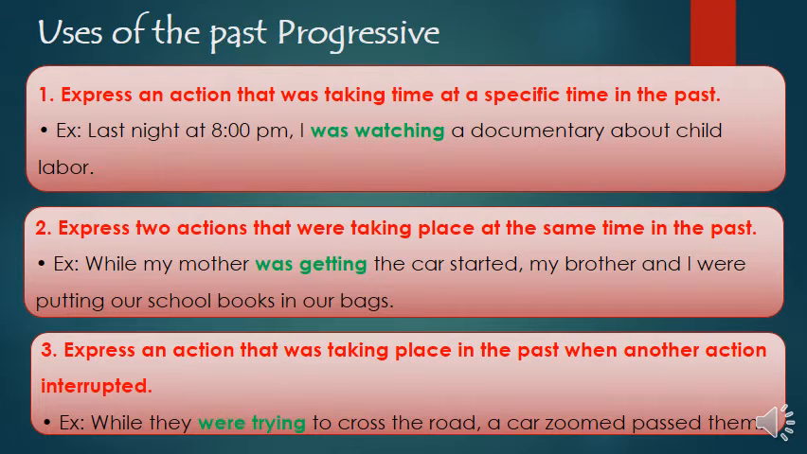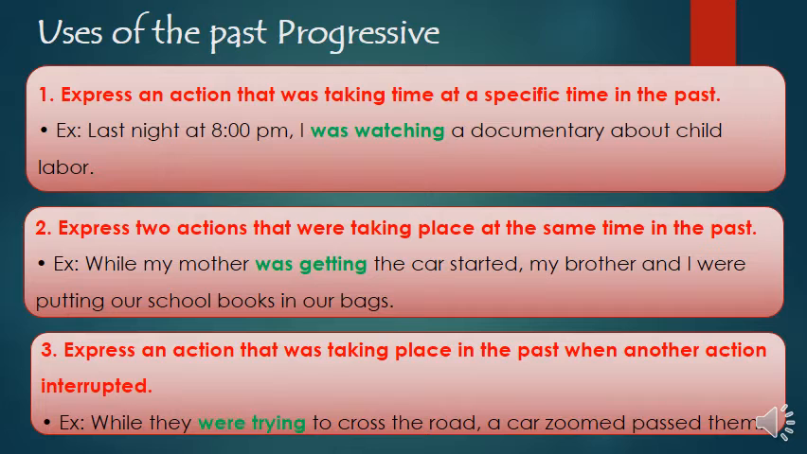Why is the past progressive used? We use the past progressive first to express an action that was taking place at a specific time in the past. For example, last night at 8 p.m. I was watching a documentary about child labor. So I specified the time, last night at 8 p.m. So the first use is to express actions that were taking place at a specific time in the past.